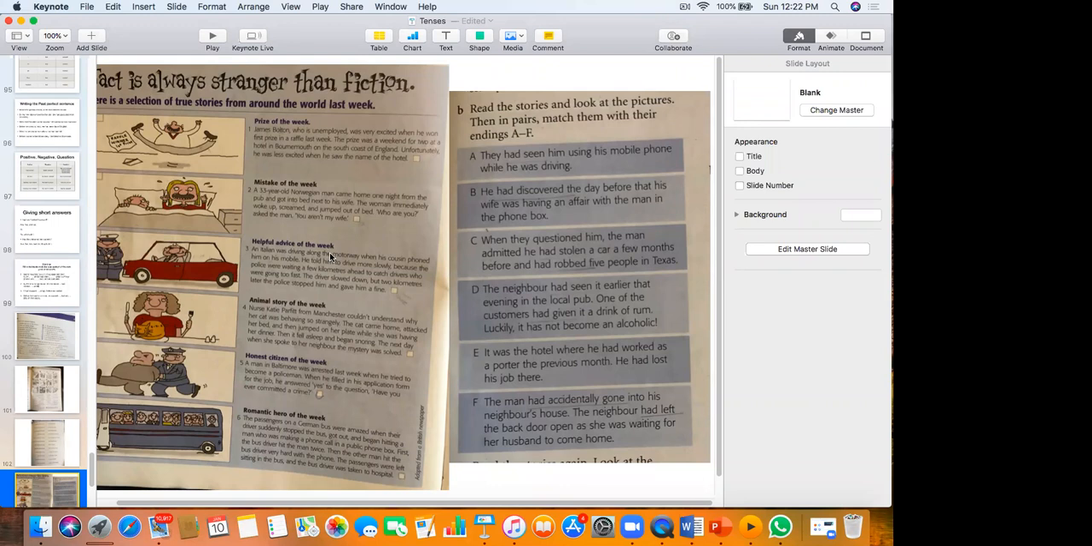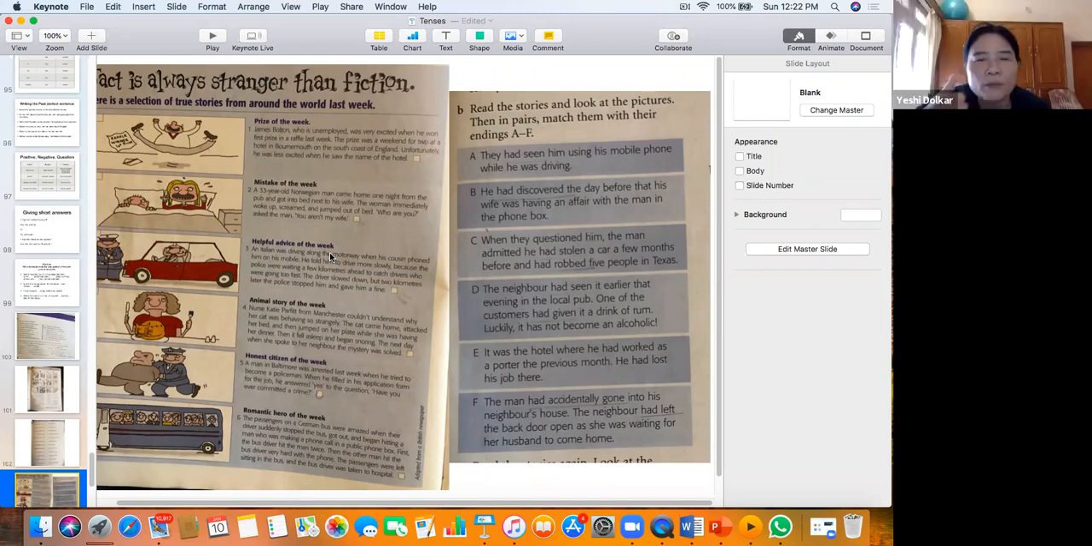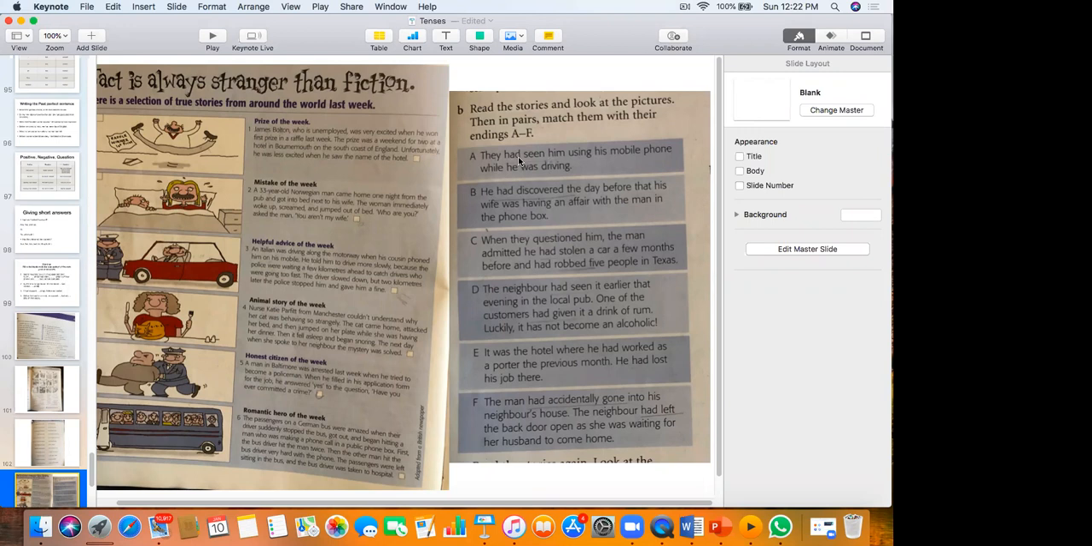So what happened? They had seen him using his mobile phone while he was driving. So that was the joke there. Okay, so they had seen. Can you see? They had seen. All right.